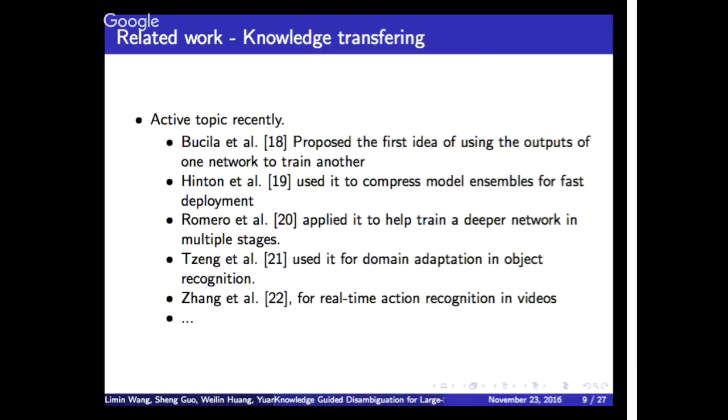And knowledge transferring has been an active topic recently. It was first proposed, I believe, in 2006, in the paper of Bucila et al. And then it has been applied in several domains. For instance, it was used to compress model ensembles for fast deployment, to help train deeper networks with multiple stages, for domain adaptation, of course, and for real-time action recognition in videos.